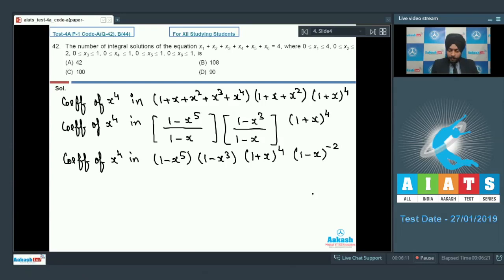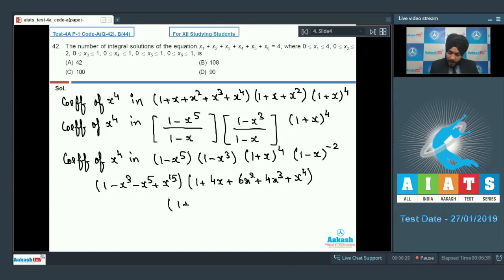So let us expand them. It is 1 minus x^3 minus x^5 plus x^8 multiplied by 1 plus 4x plus 6x^2 plus 4x^3 plus x^4 multiplied by 1 plus 2x plus 3x^2 plus 4x^3 plus 5x^4 and so on till infinity. Because I need the coefficient of x^4 only, I have expanded it till x^4.